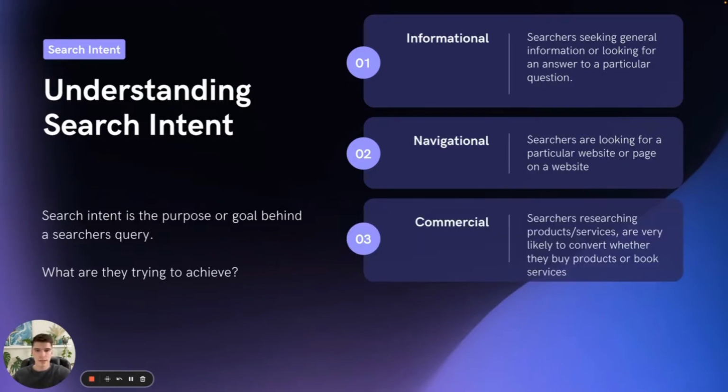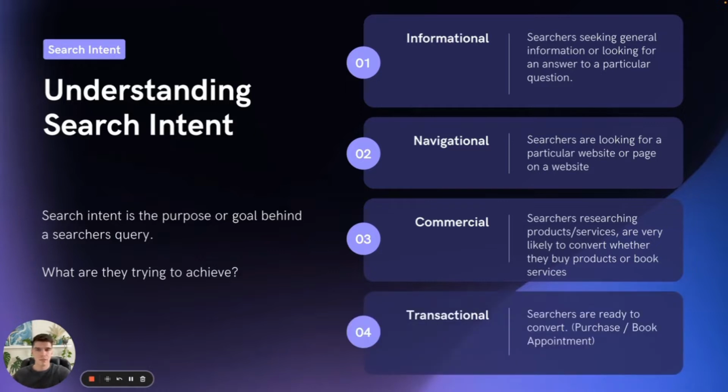The third one is a commercial search. And these are where people are going to be looking for products or services. They are highly likely to convert, whether that's going to be buying a product or booking a service. And then finally, you have the transactional, very related 3 and 4, but basically searchers are ready to convert at this point, right? So you can think of buy shoes or whatever, sign up for free trials, those kinds of keywords.